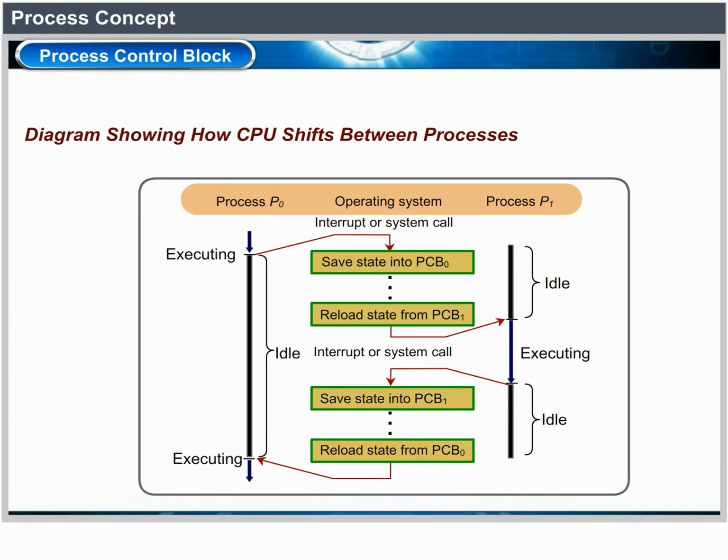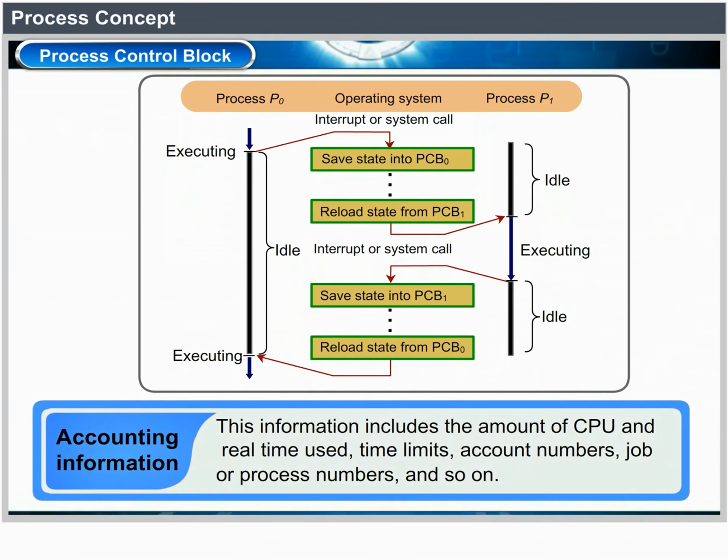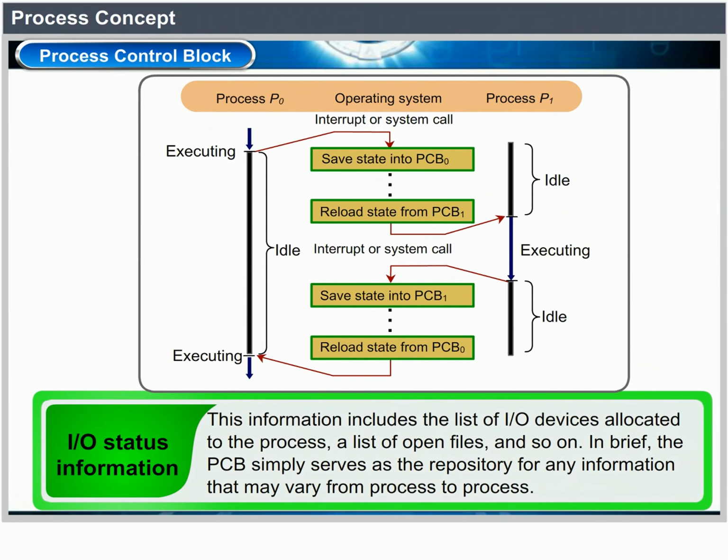Accounting information. This information includes the amount of CPU and real-time used, time limits, account numbers, job or process numbers, and so on. Input-output status information. This information includes the list of input-output devices allocated to the process, a list of open files, and so on. In brief, the PCB simply serves as the repository of any information that may vary from process to process.